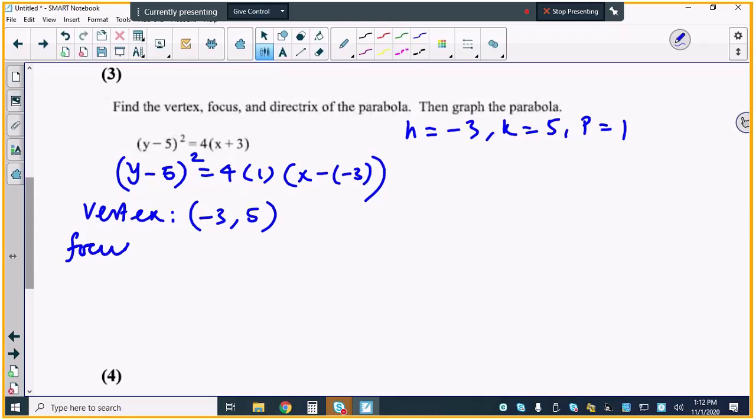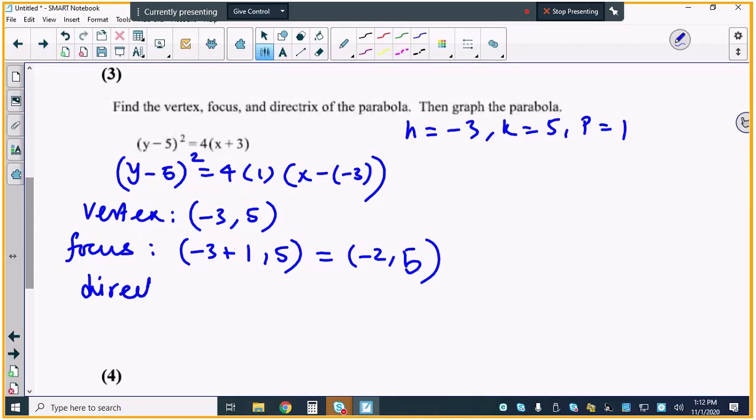Focus, remember, it is going to have axis of symmetry horizontal. So for the focus, we are changing the x coordinate. So it's going to be -3 plus p, and y we don't change, so -2, 5. Same thing for directrix, you change the x coordinate of the vertex. And it is a vertical line, so you say x equal to -3 minus the focal distance 1, so that's x equal to -4.